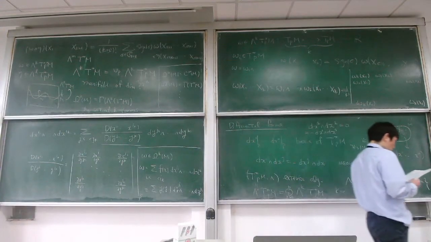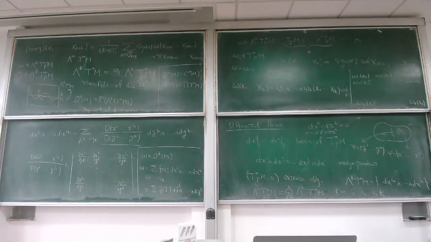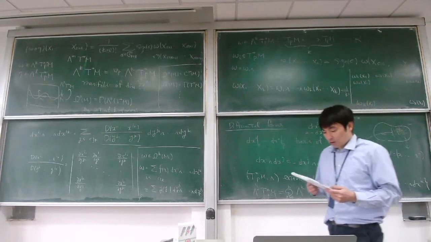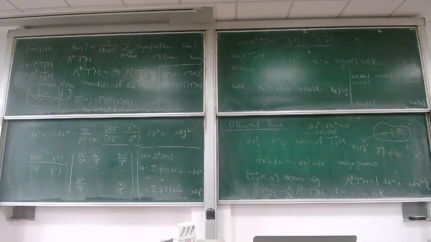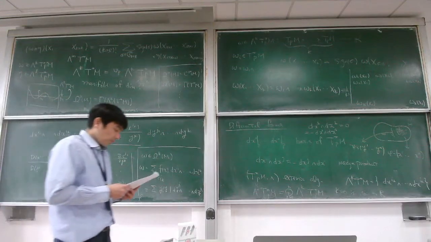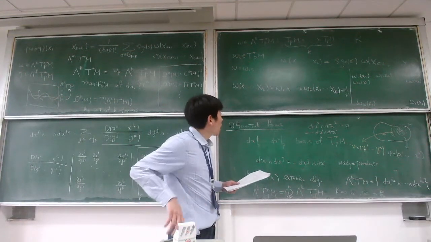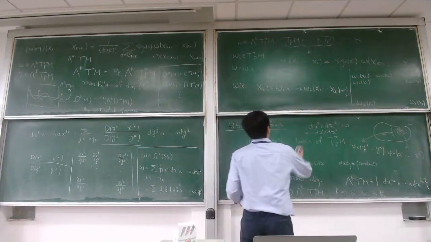There are a lot of typos in the lecture note. The local coordinate y is not there, so x should be replaced by y, and dx should be replaced by dy. I will change it later, and if you find more typos, just let me know. Okay, so let's proceed.